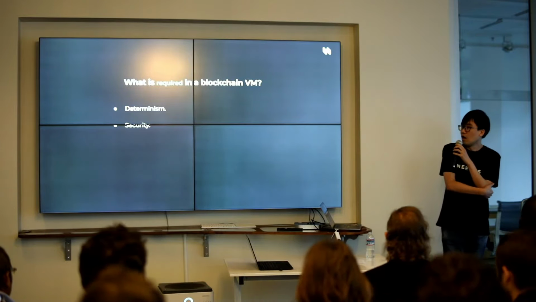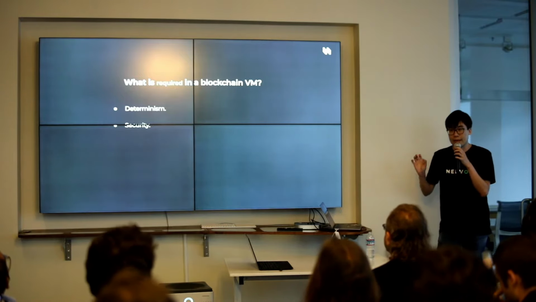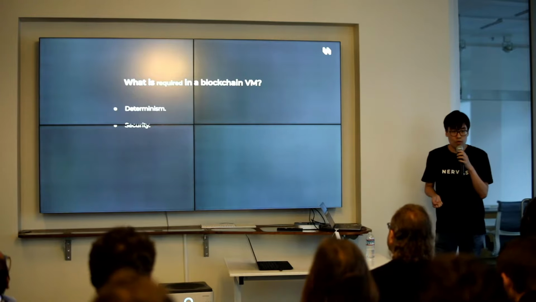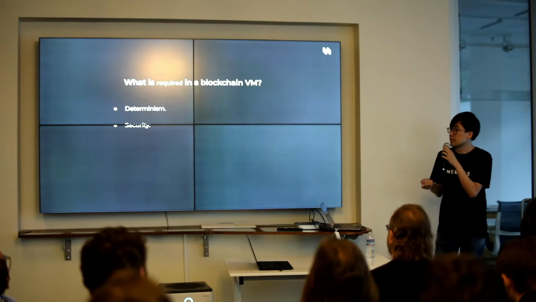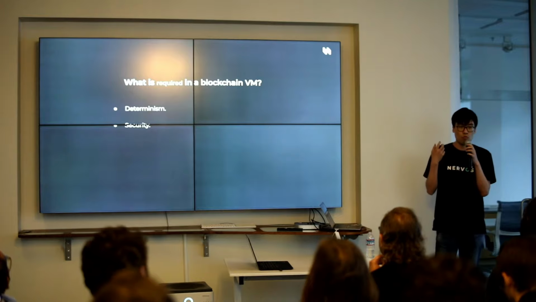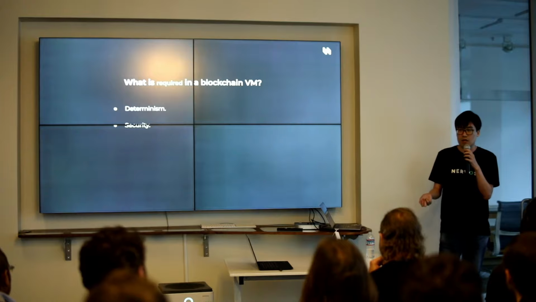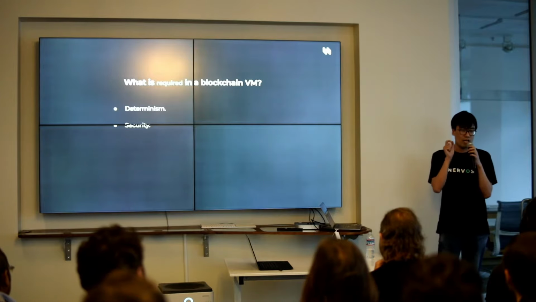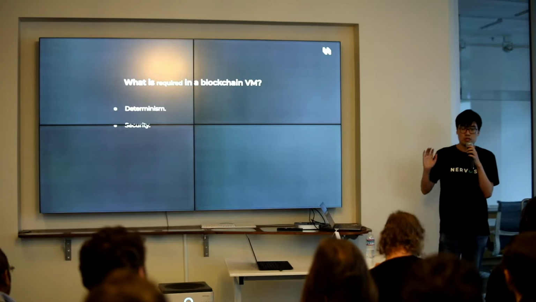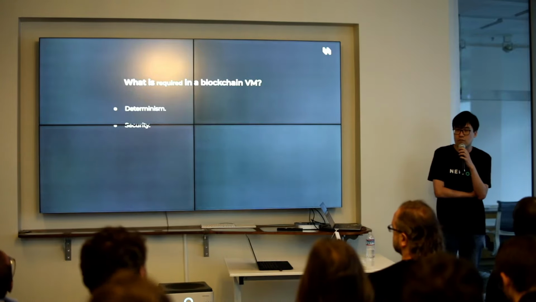Okay, so we all know that a blockchain virtual machine has certain properties that you need to meet. Two important properties here. The first one is determinism. A virtual machine for a blockchain should produce the same result no matter where you run it, when you run it, and whatever machine you're running on. Two VM instances must produce the same results given the same input. There's no non-determinism allowed in a virtual machine for blockchains.